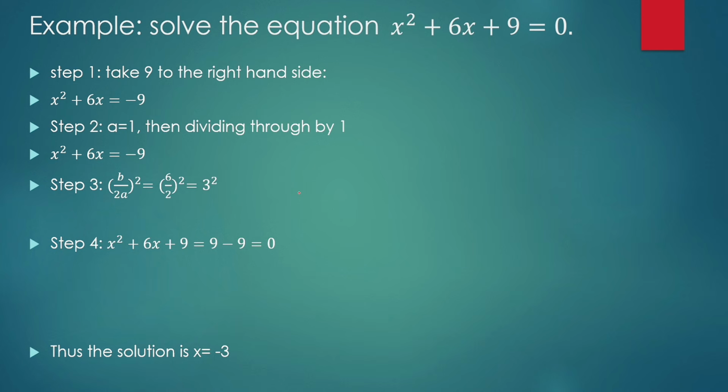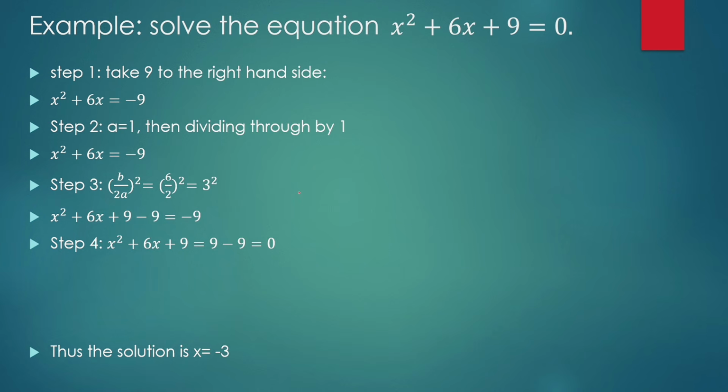For step 2, we observe that a is equal to 1. Then if we divide through by a or by 1, we shall end up having x squared plus 6 over 1, which is just 6, and then is equal to minus 9 divided by 1, which remains minus 9. Step 3 was get the term b over 2a, then you square it, add and subtract it on both sides. So we shall get x squared plus 6x plus 9, which is b over 2a squared, then again subtract it, then it's equal to minus 9.